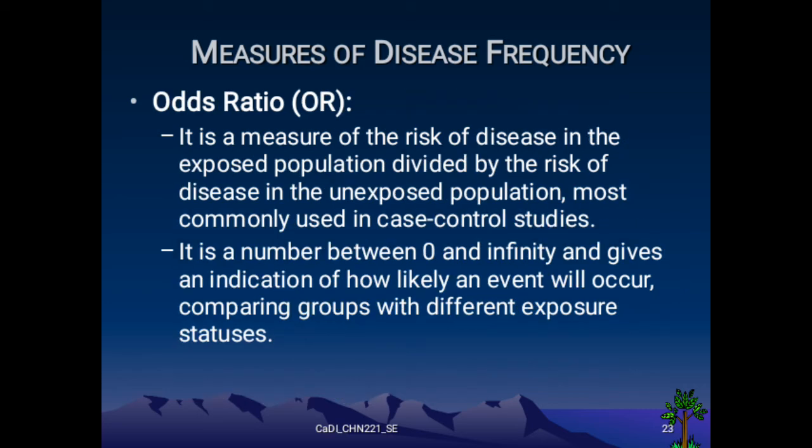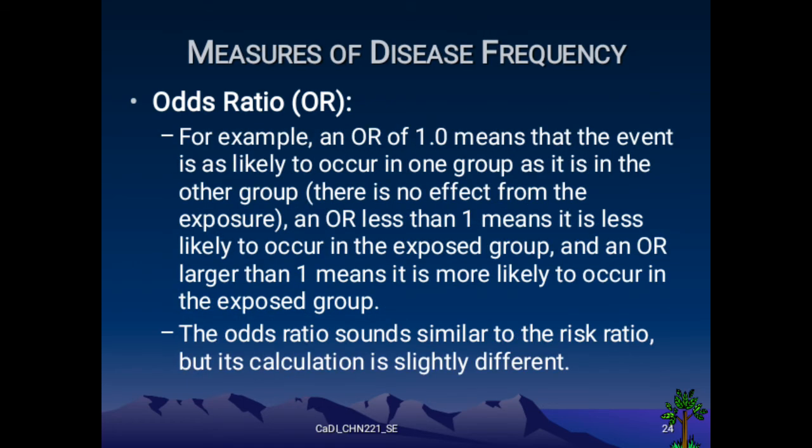Odds ratio. Odds ratio is a measure of the risk of disease in the exposed population divided by the risk of disease in the unexposed population, most commonly used in case control studies. It is a number between 0 and infinity and gives an indication of how likely an event will occur comparing groups with different exposure statuses.